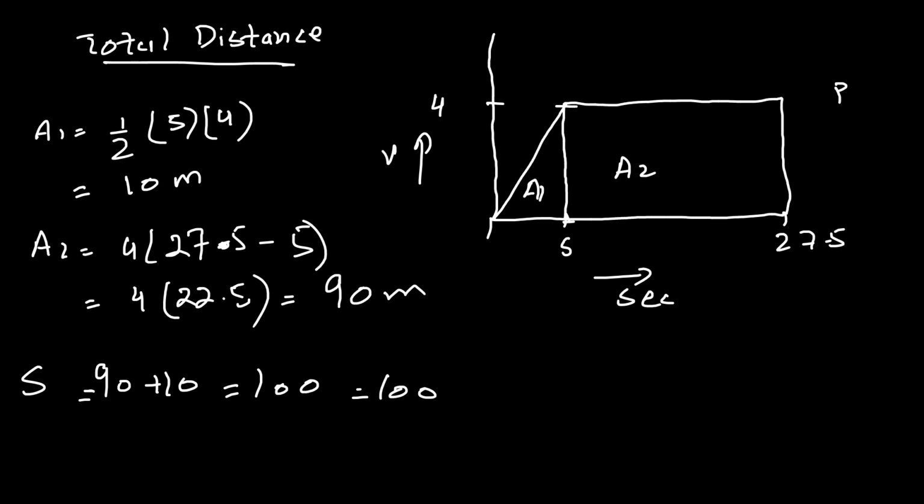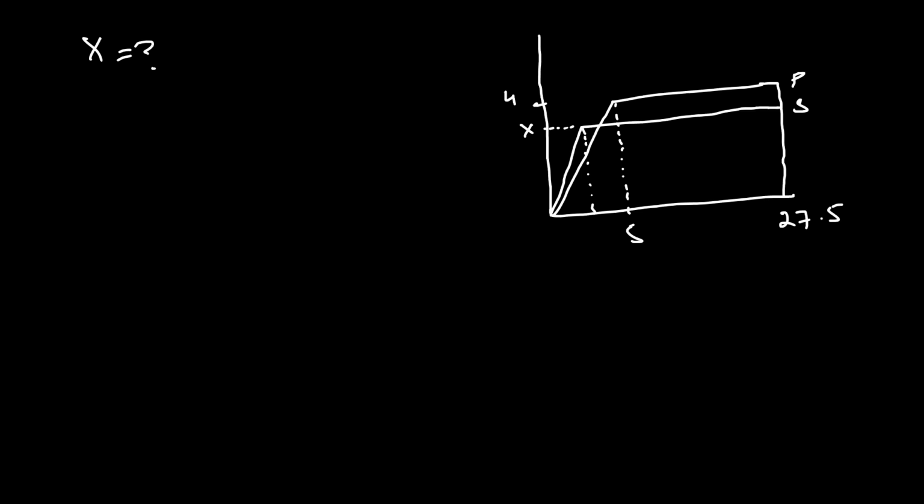Now we have to find x. To find x, we need the total distance. The total distance of the race is 100 meters, which we have already found in the previous answer.